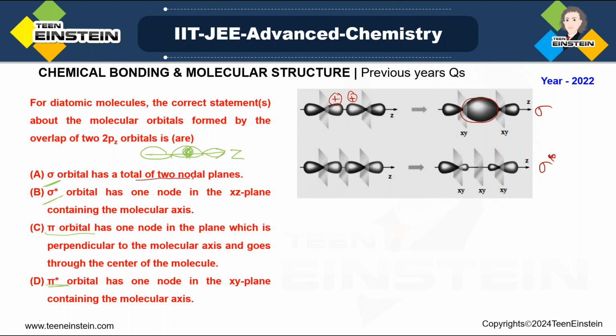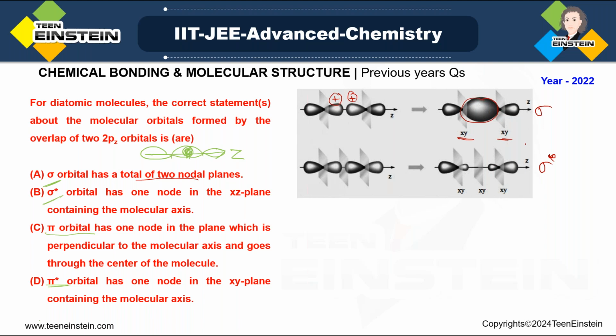Option A is saying that it has a total of two nodal planes. Now we can see there are two nodal planes, right? And the planes are already shown here with the square, and this is perpendicular to the screen, perpendicular to the computer screen. So this is the xy plane. Though it is not asking about the planes, you can see two nodal planes are there, xy plane.